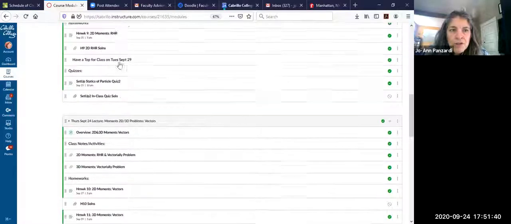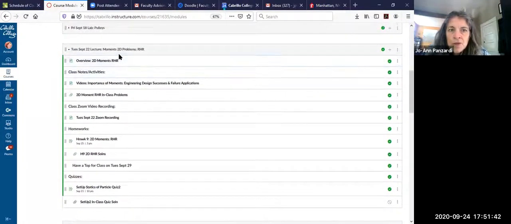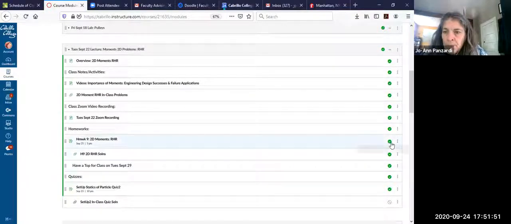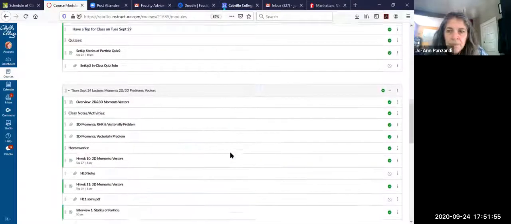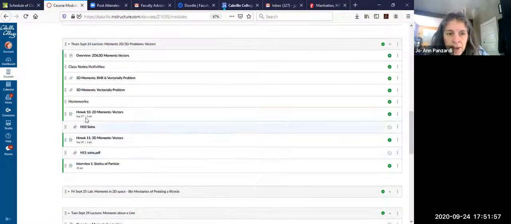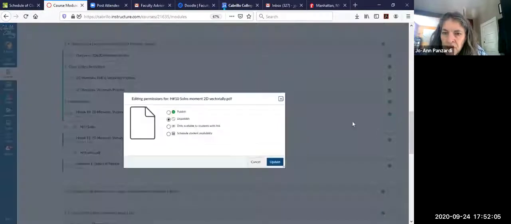So remember, on Tuesday, we did 2D right-hand rule problems. And the homework is homework 9, and it's already published, and so are the solutions. Here is 2D moment using vectors, 3D moment using vectors, R cross F, and I'm going to publish the solutions so you could check your work.